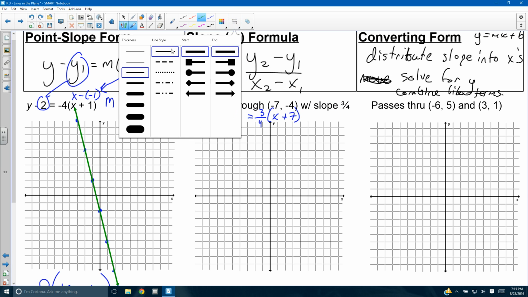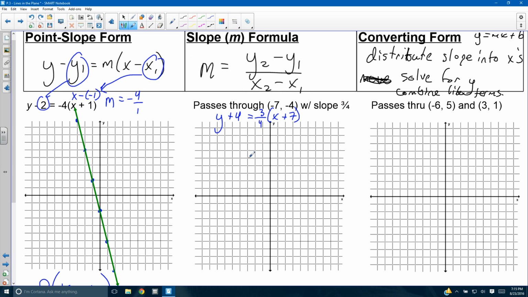So how do we do this? Start from your point that you're given and use your slope, 3/4. Up 3 over 4. And so on and so forth. Okay, I'll go do those 3 right there. Perfect. Okay, so that was possibly an easier problem, but that's how we use that.